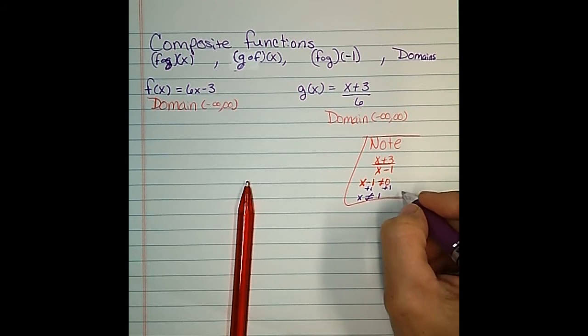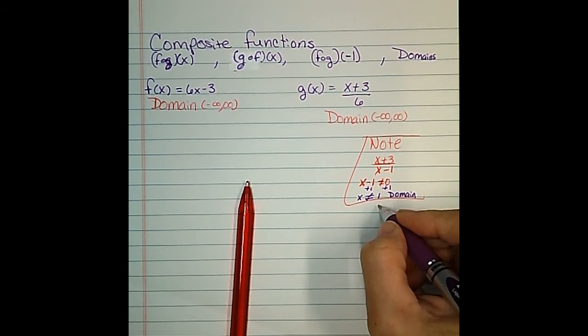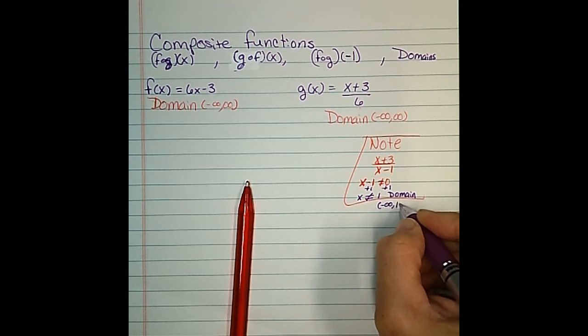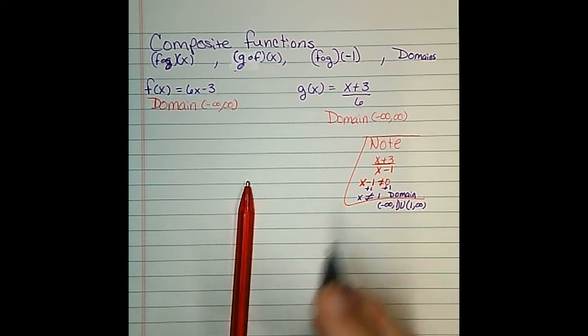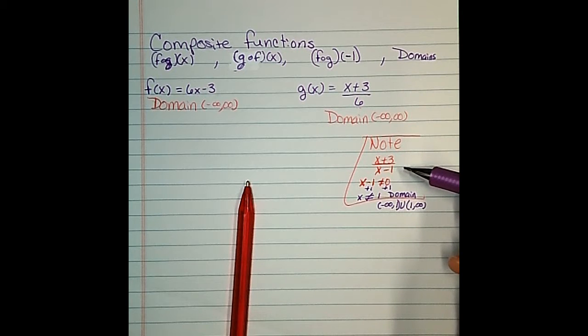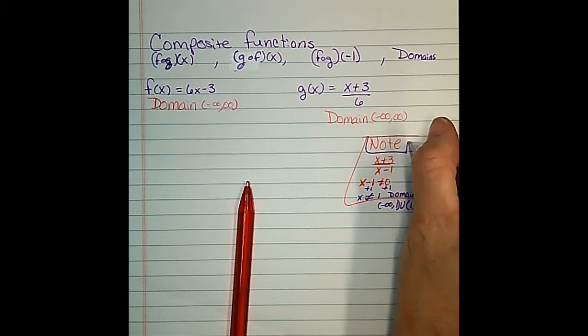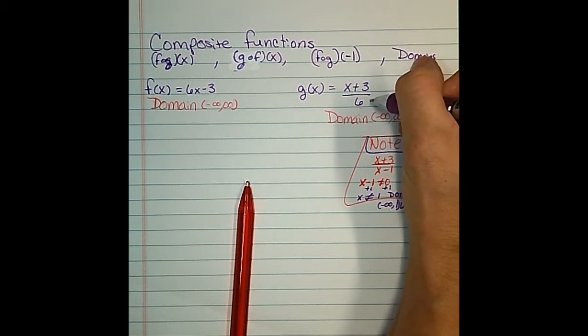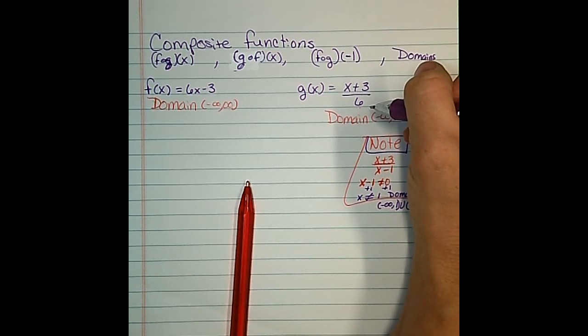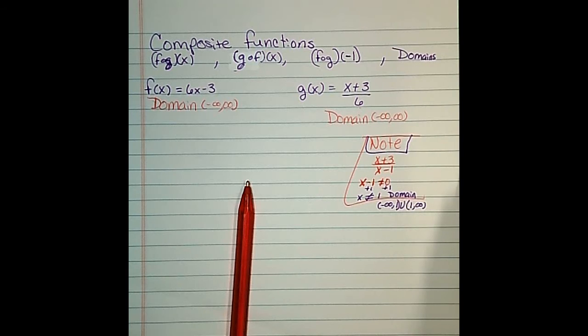So I would set this domain up as negative infinity to 1, parenthesis, and it's going to union 1 to positive infinity, meaning that I can have all numbers smaller than 1 and all numbers bigger than 1 and still come out with a real number. However, I couldn't use 1 because 1 would give me 0, and that's undefined. So this is what I meant by looking at that fraction. And in this case here, this fraction just has this constant number in it. It has no variables. So moving on.